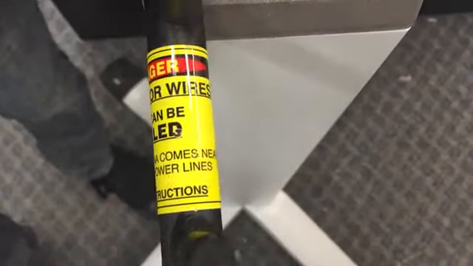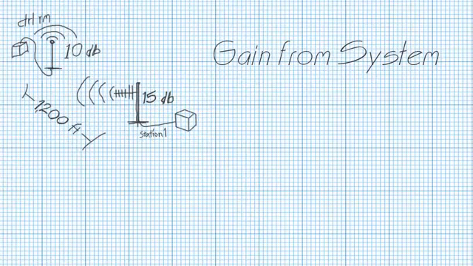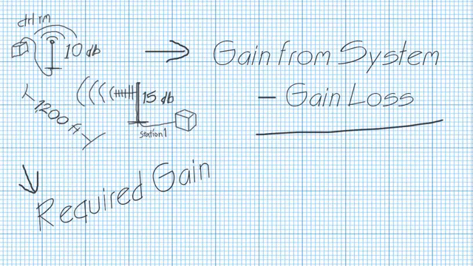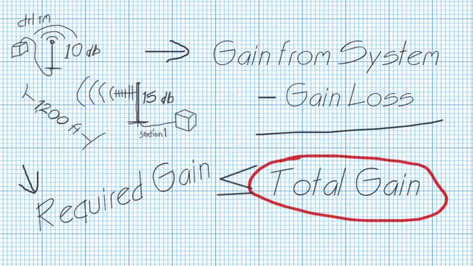When selecting your antennas and other components, once you've considered all the previous information, you'll need to determine required gain, determine the gain loss due to cabling, and calculate your total gain.